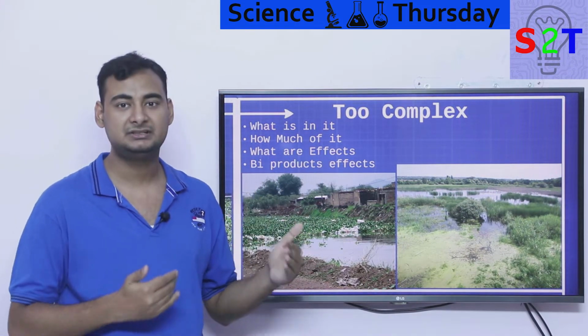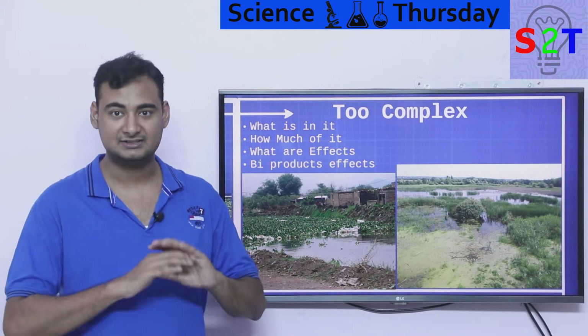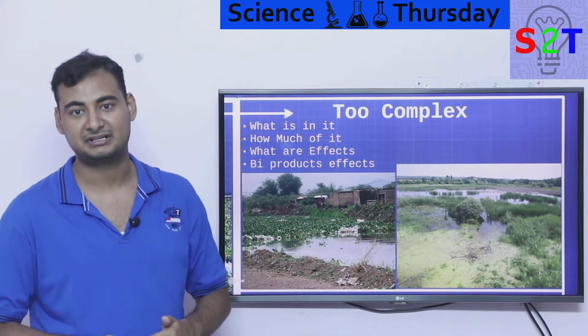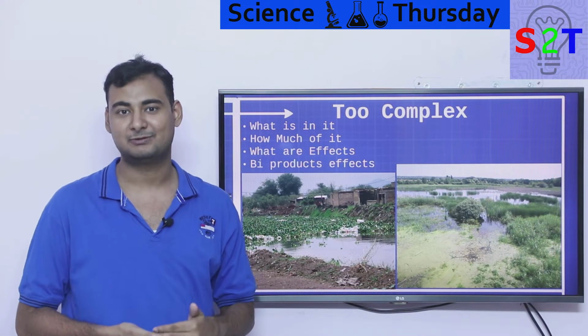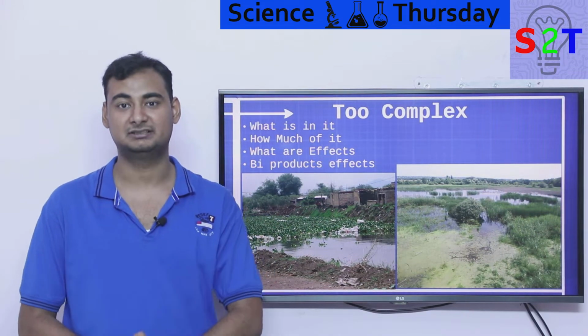Only in recent years we realized that everything is going into our water supply. It does not matter if it's coming from rainwater, it does not matter if it's coming from deep bore wells, it does not matter if it's coming from a river. Everything is contaminated, so we have to thoroughly study it.